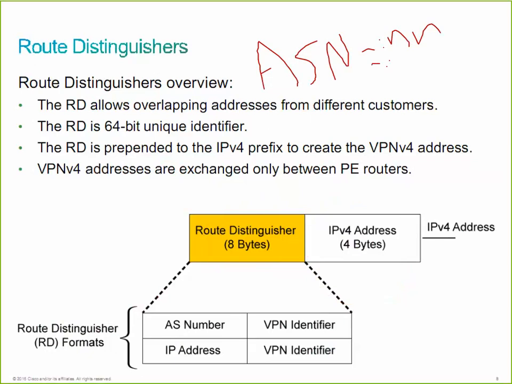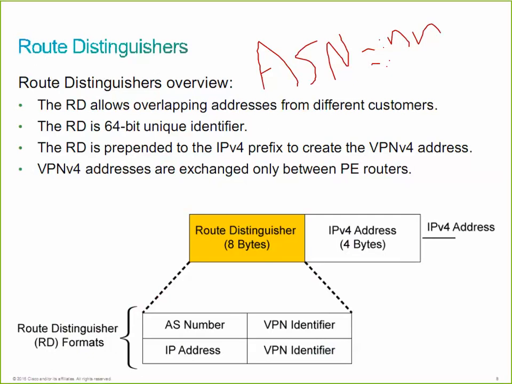ASN:NN. ASN, of course, is the autonomous system number. That represents the autonomous system number, and the NN represents whatever other number, right? And we'll see in detail over the next couple of slides how these get represented in databases and so on.